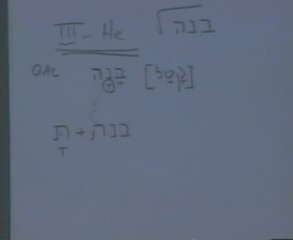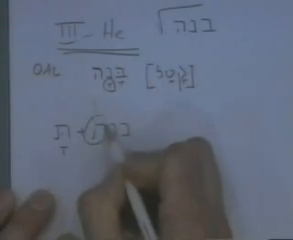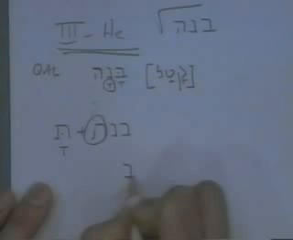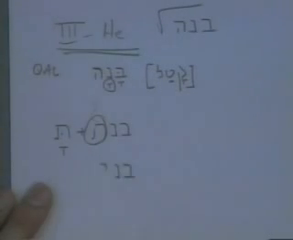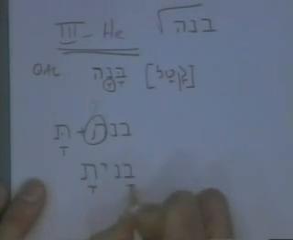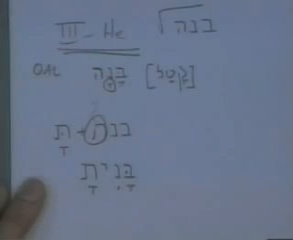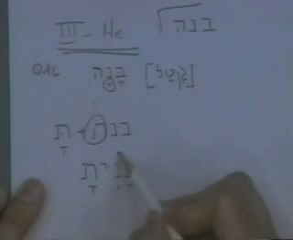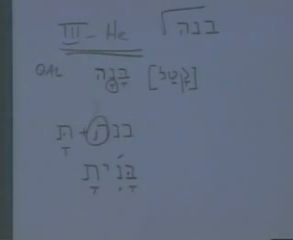When we add a consonantal suffix, like katal, katala, katalta, what happens to the third hay? When we have a consonantal suffix, the third hay shows up as a yod. Okay? And then we add the suffix. So instead of katalta, we get banita. This is old business, correct?